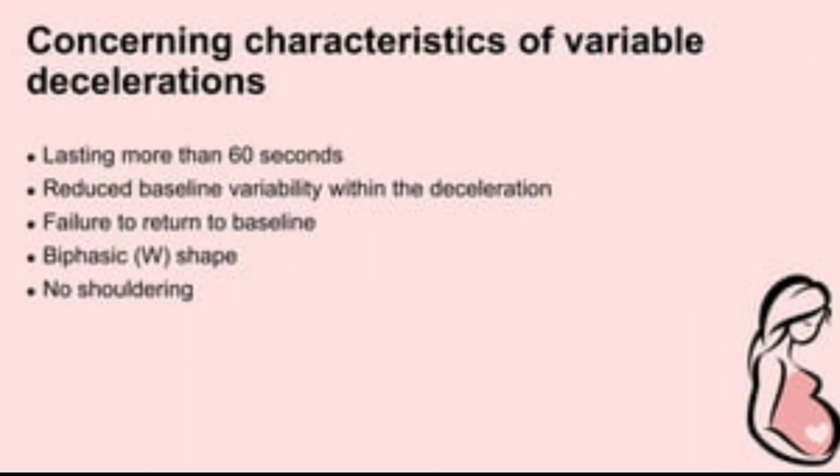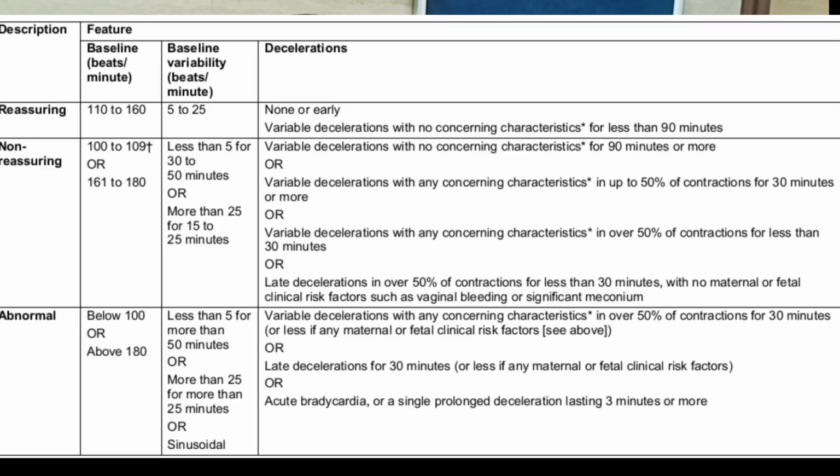So, concerning features are 5. If one deceleration is of more than 60 seconds, or there is reduced variability within the deceleration, or there is absence of shouldering. Shouldering means in the front part or the back part of the deceleration, there is an acceleration. If there is failure to return to baseline after a deceleration, or there is a biphasic or W pattern, that is two decelerations coming one after the other, then they are said to have concerning features. So what we found is, if there are no concerning features in a less than 90-minute trace, then it is reassuring.